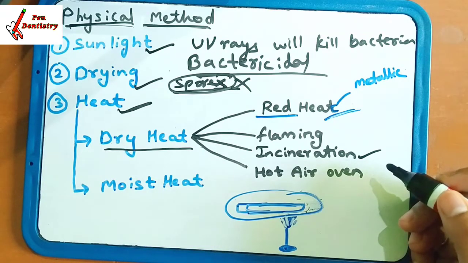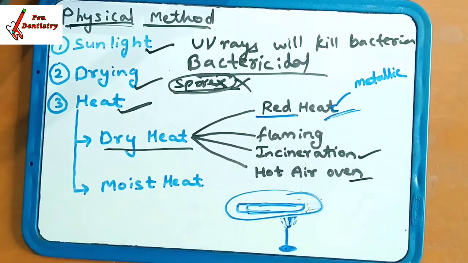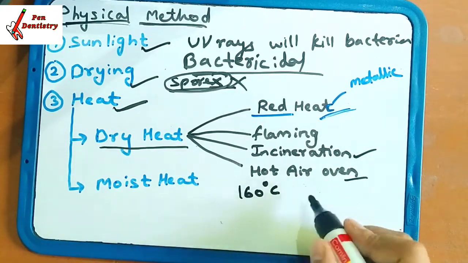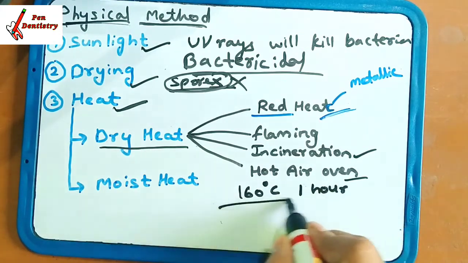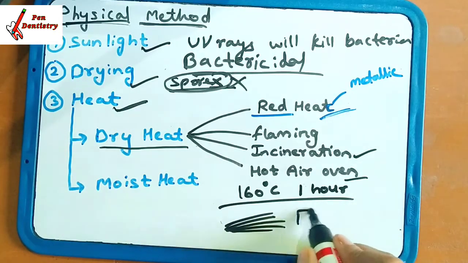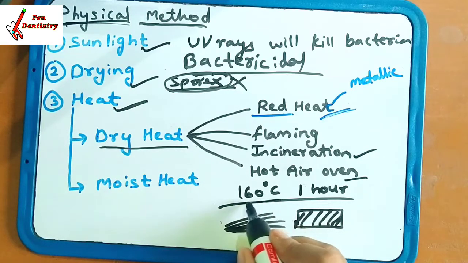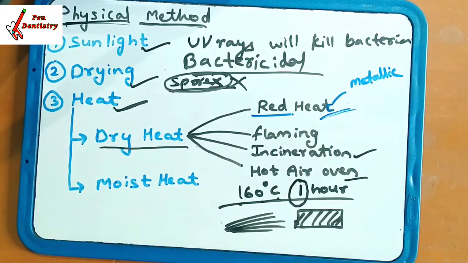And the last one is hot air oven. In hot air oven, a temperature of 160 degrees Celsius is used for 1 hour. The hot air is blown onto the instrument. The materials which we sterilize using a hot air oven are glass syringes, petri dishes, test tubes, pipettes, cotton swabs, scalpels, scissors, etc.